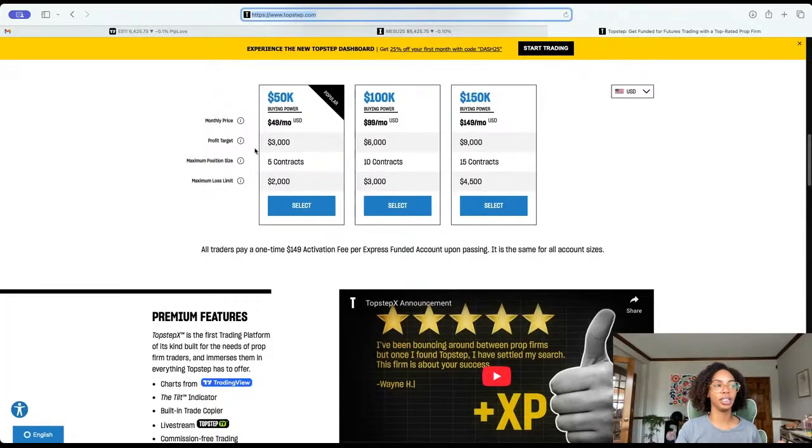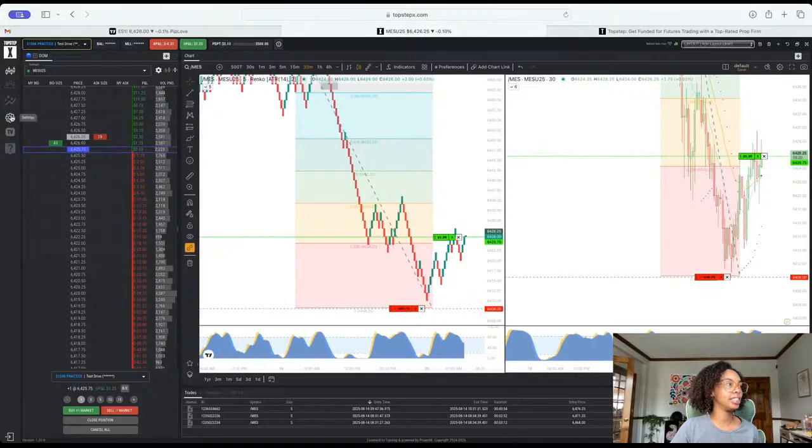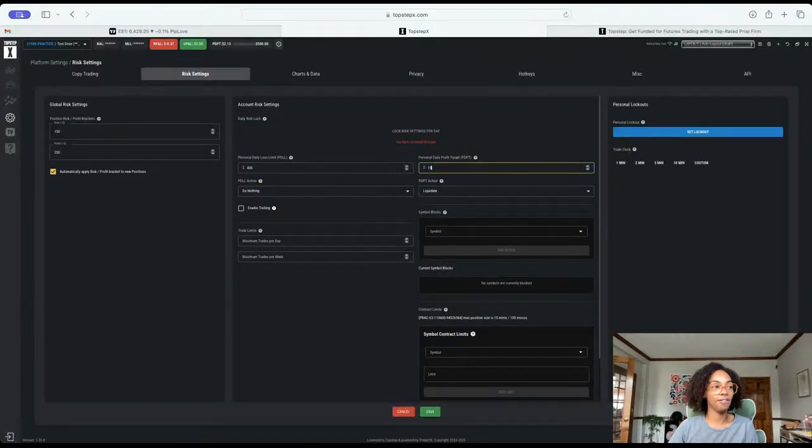So let's just say on one day, you make $1,600. The next day, when you log into your TopStep dashboard, you're going to see you need to make an additional, say, $200, whatever the amount is, they let you know there. The easiest way to avoid that is very simple. In your TopstepX, you can go into your settings, come right over here to your risk settings, and set a daily profit target. Set it at 1500 so that you never go above that.